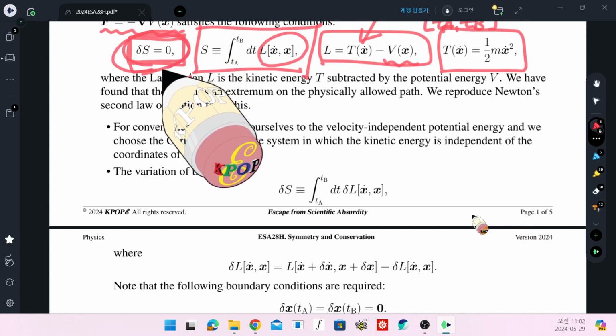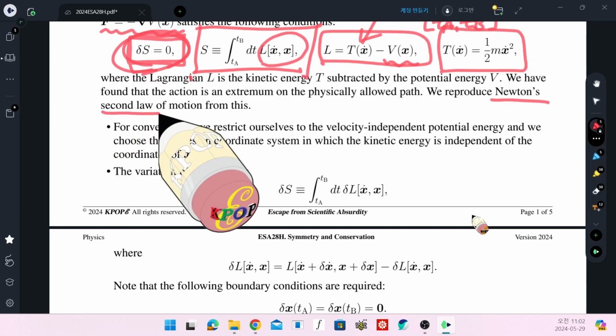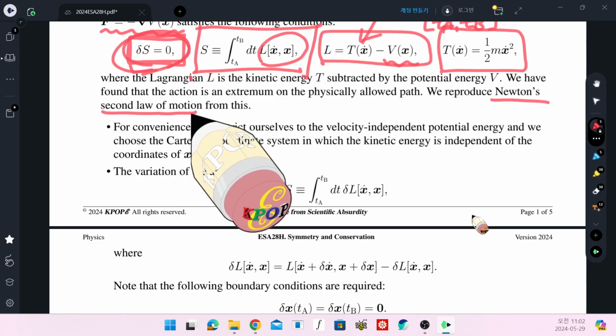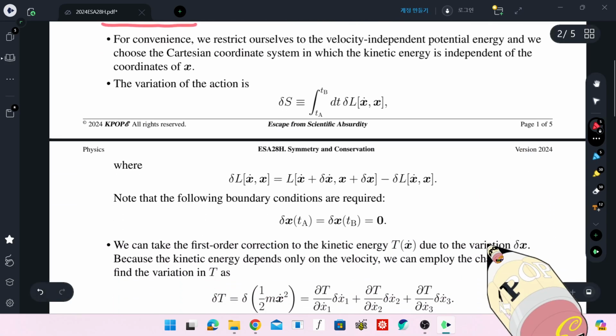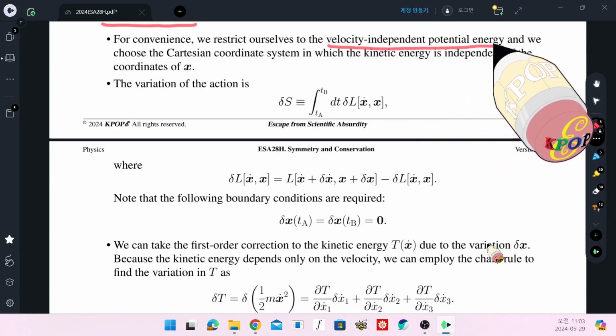Using this extremum condition for the action, we can reproduce Newton's second law of motion. This method is called the calculus of variation, developed by Euler and Lagrange. And the corresponding equation of motion coming out of this action condition is called Euler-Lagrange equation. For convenience, we restrict ourselves to the velocity-independent potential energy.